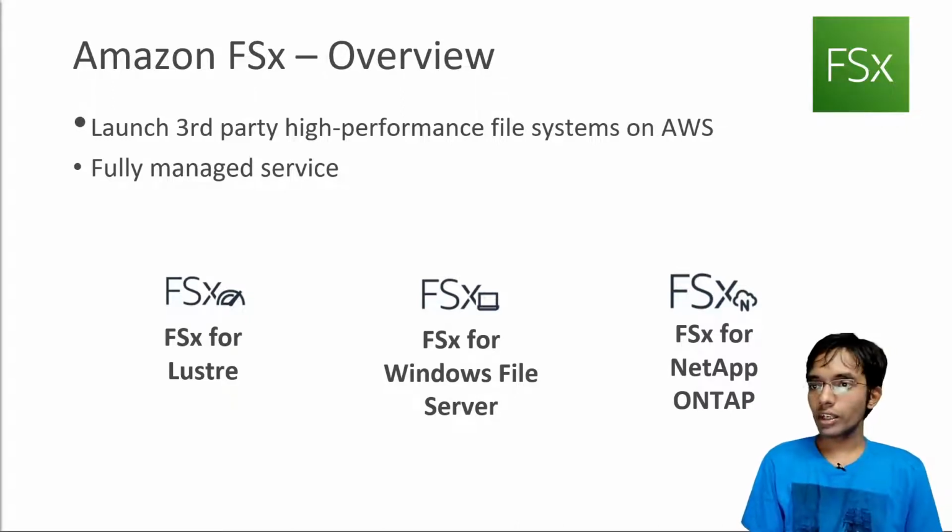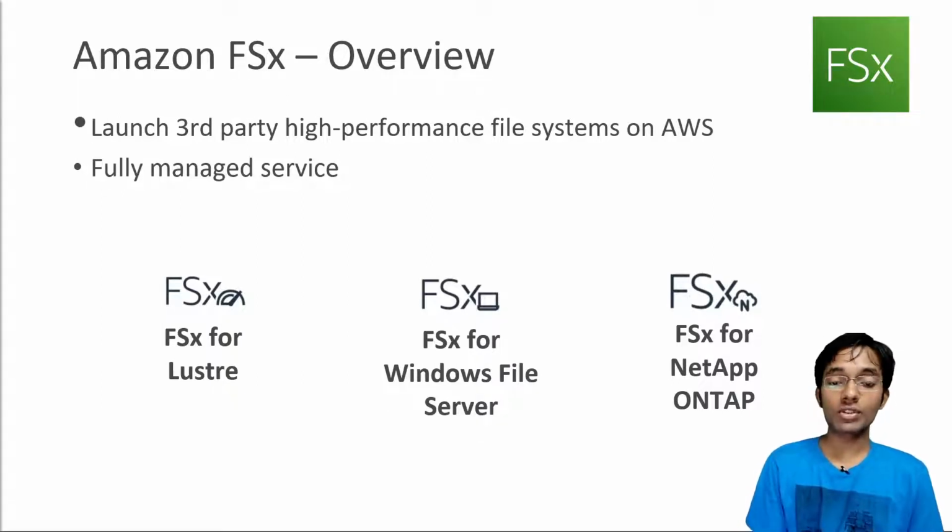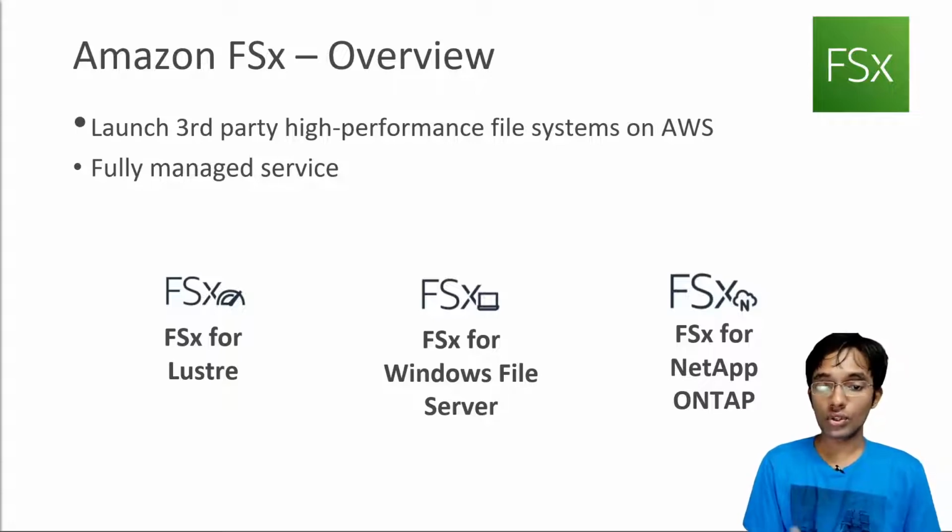Okay, now let's talk about the Amazon FSx. So FSx is a managed service on AWS, which allows you to launch third-party high-performance file systems on AWS. It's fully managed, and the idea is that maybe sometimes you don't want to use Amazon S3 or EFS, you want to use something else, for example, Lustre, that's the Linux cluster, or Windows File Server or NetApp ONTAP.